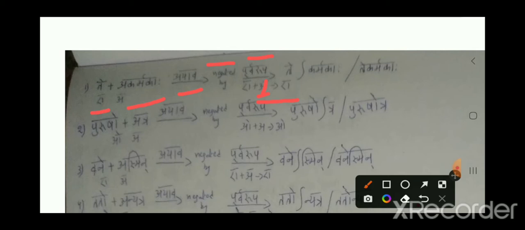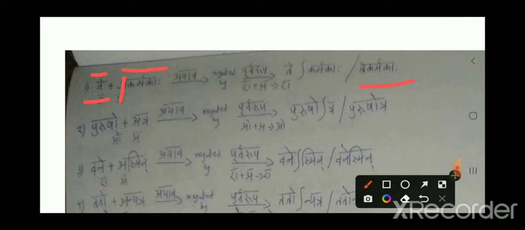So it will become te karmakaha. See, te karmakaha. This is the final word, the final form. In te akarmakaha, A will be dropped. The replacement will be only A. It means te karmakaha, which is the final form.